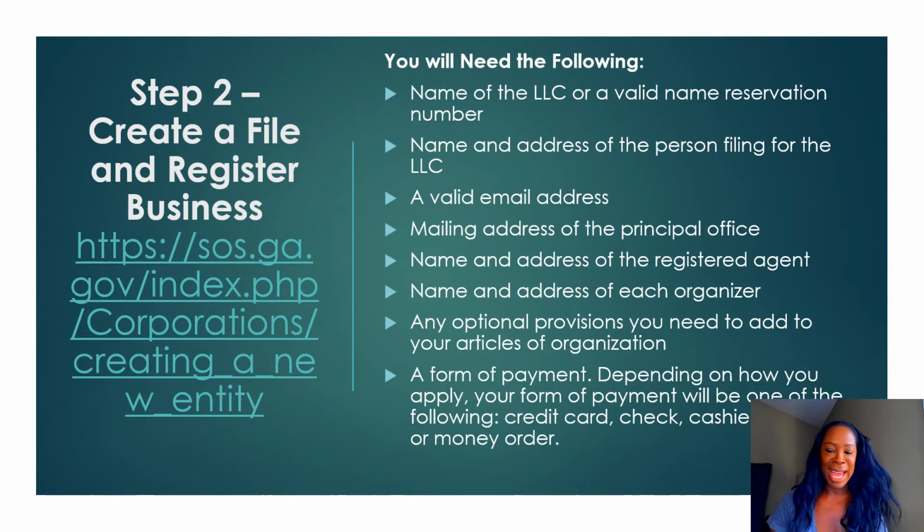All right. So now that you have done all of your research, you are ready to proceed with filing that business. Again, I've included the link for the Secretary of State in Georgia here in this slide, and of course it will be available at the end. You're going to go ahead and have your name and your reservation number from the website that you received in your email. You've got your name, the address, everyone's addresses that's involved, everyone's email address, the mailing address. You have all of this information.